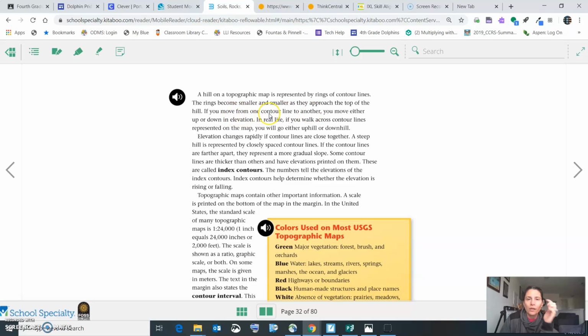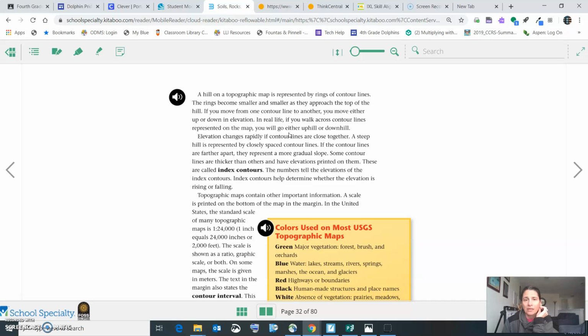If you move from one contour line to another, you move up or down in elevation. In real life, if you walk across the contour lines represented on the map, you will go either uphill or downhill. So if we followed a line around, it would be the same. But if we went from one line up to another line, that means we're going up or down the hill.